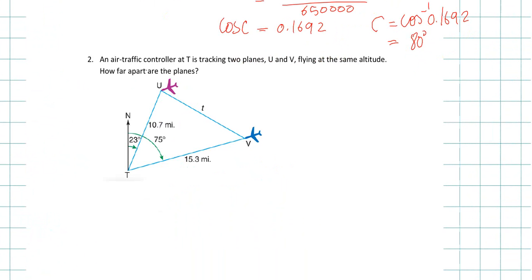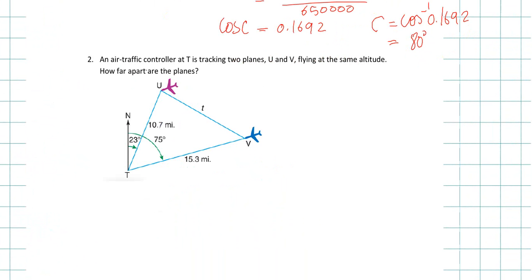An air traffic controller at T is tracking two planes, U and V, flying at the same altitude. How far apart are the planes? So I have two sides and a contained angle. Why is there an N next to the angle? What does that N describe? North, right? So they're measuring the angle from the north.